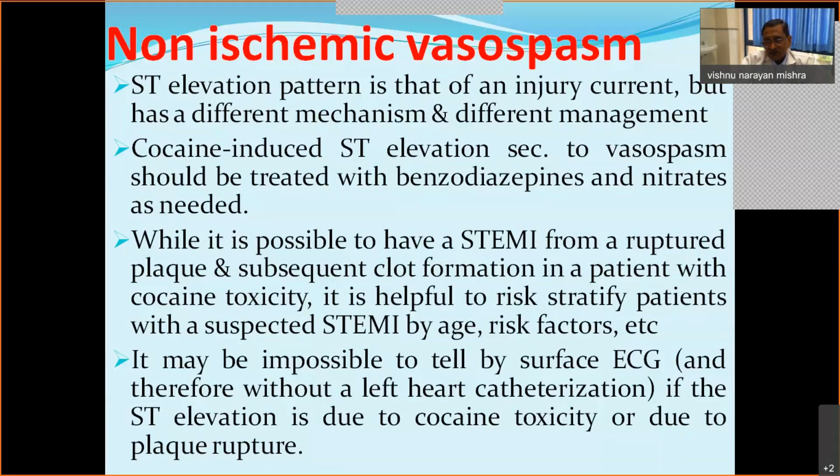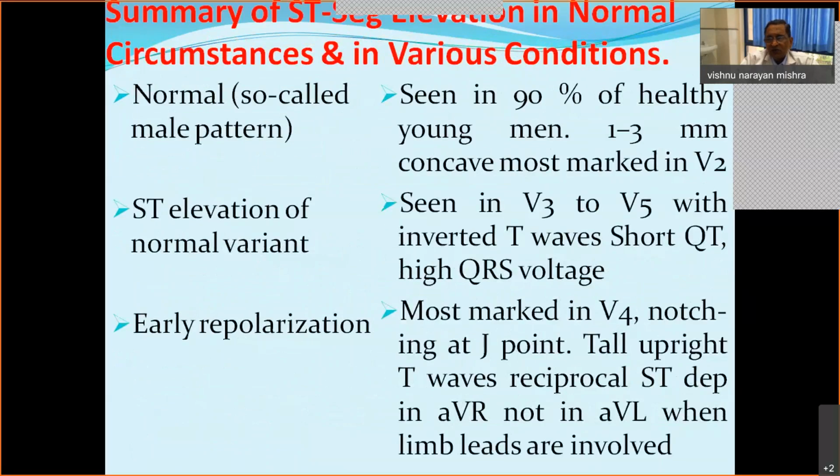So this is one of the situations where it is extremely difficult, because acute cocaine consumption may mimic ST elevation MI nearly 100%. And the only thing which differentiates this is left heart catheterization. So left heart catheterization will be required. History is of course very important. If there is a history of consumption of cocaine and the patient has been retrieved from a drug party and has symptoms suggestive of MI, then this differential diagnosis has to be kept in mind. So the history becomes most important.